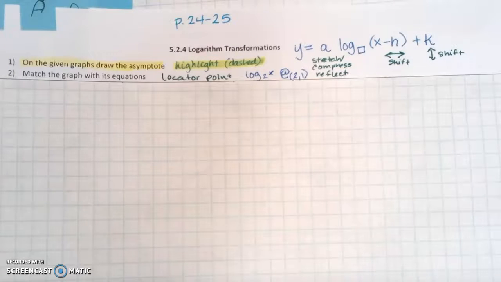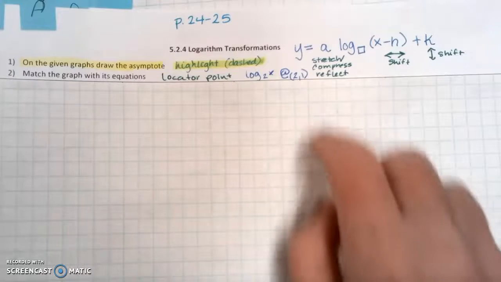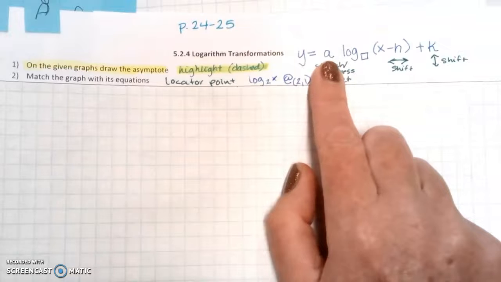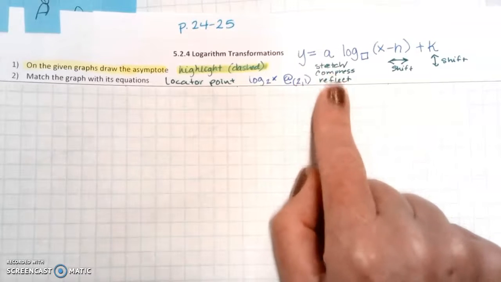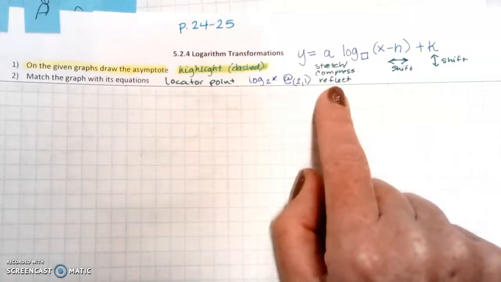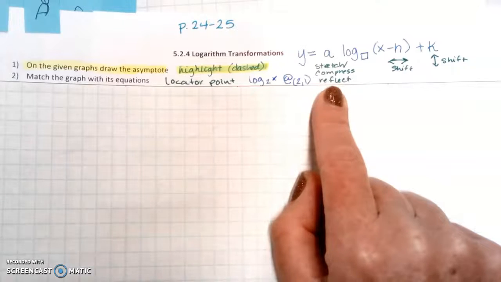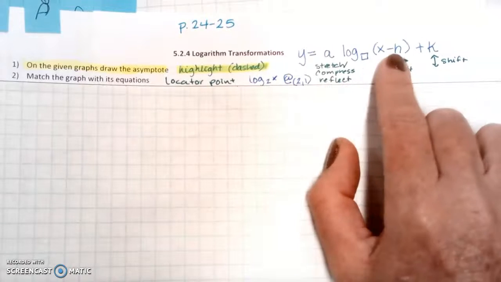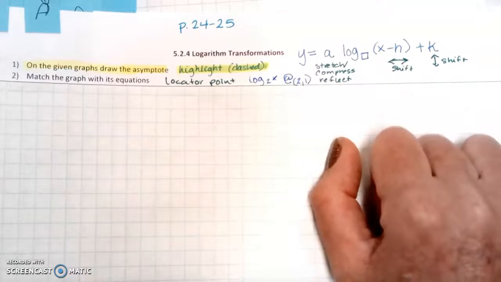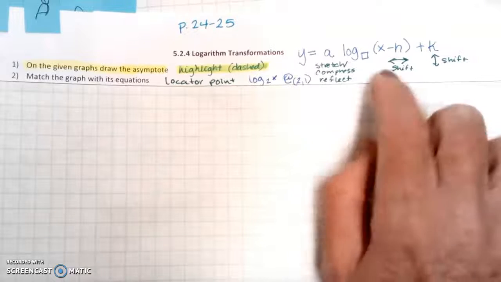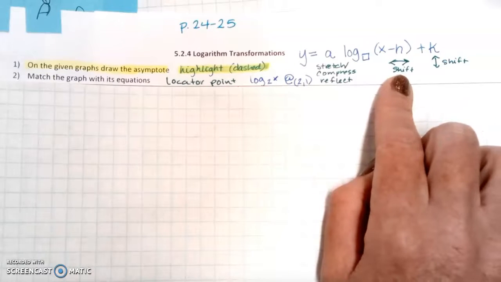It's very similar to how we've seen transformations for other graphs that we've done, right? That a, whatever that number is, is either going to be a stretch or a compression. It could also make it reflect if it's negative. If something's being added or subtracted from the x, that's going to be a left or a right shift.